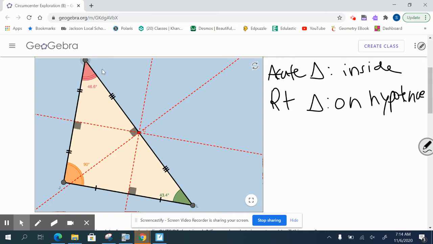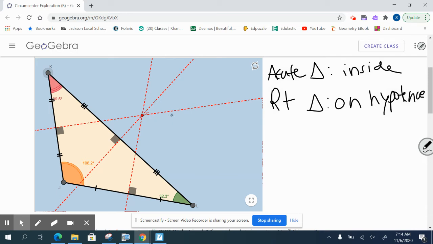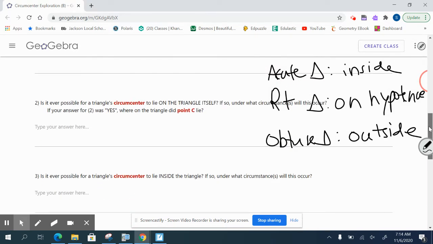And what do you expect it would be if it were an obtuse triangle? It's going to lie outside of the triangle. So for obtuse, the circumcenter will lie outside of the triangle. Those are also things you should take note of, all the properties of the circumcenter.